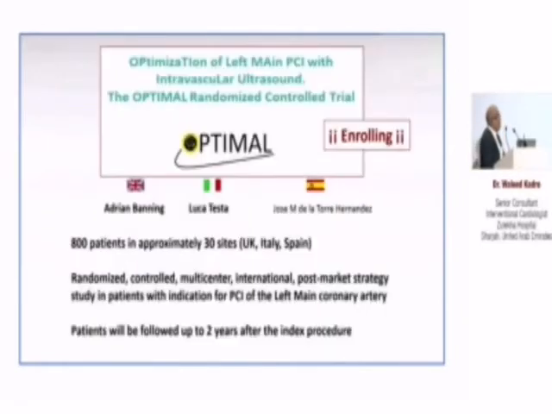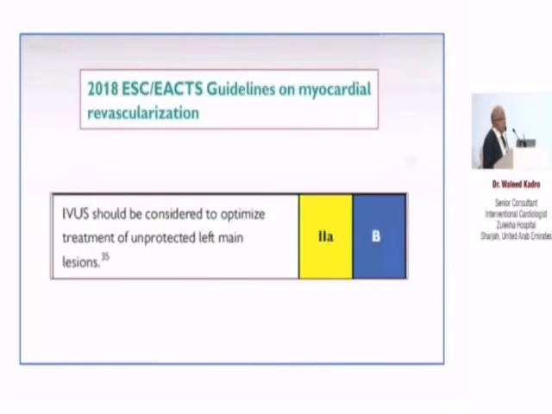So using the IVUS is going to improve the outcome, but we need to put really a criteria to improve our result by putting a space or a map to which degree of MLA we need to reach, and what kind of degree of edge dissection that we can accept. And with that, the OPTIMAL study is running now, and they are enrolling, depending now on using a pre-specified IVUS endpoint.